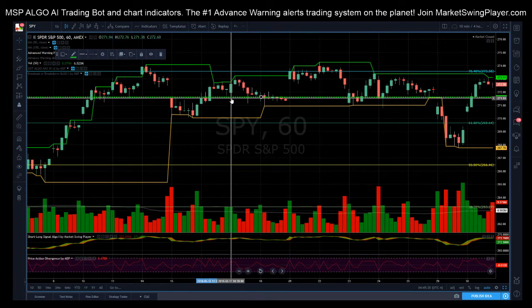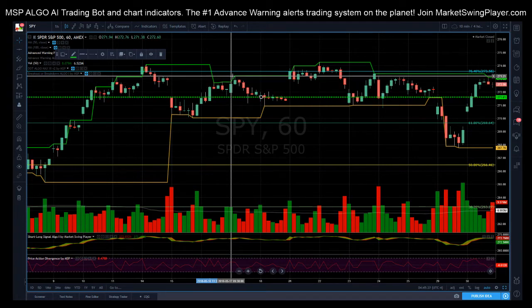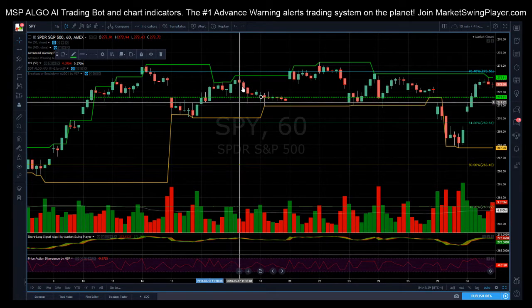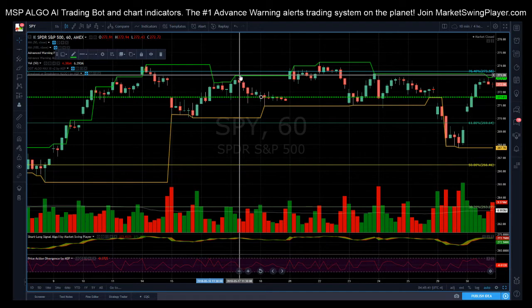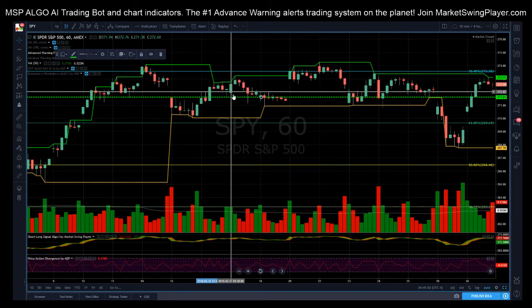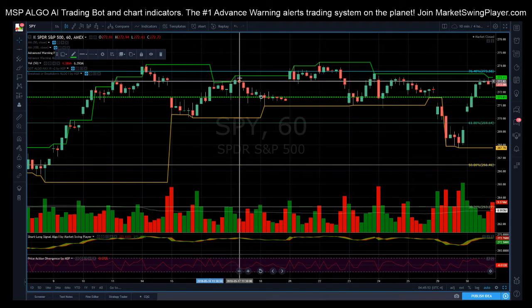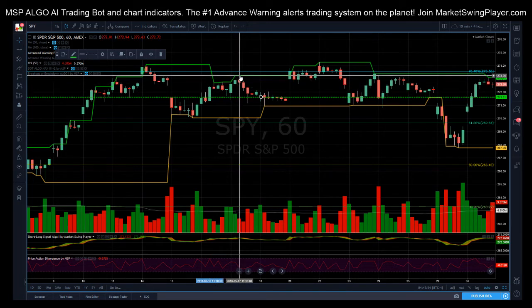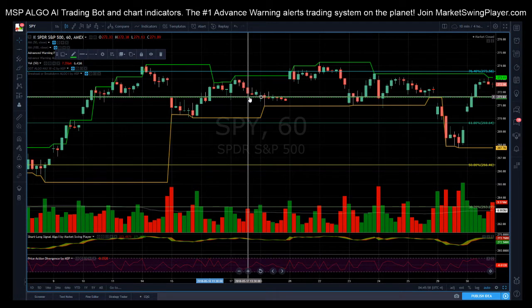So that is from 271.53 to 273.21 before this tag came. Now we're looking for rejection, and we can see this is getting rejected, so we want to short this back to support. This is the 273-ish area, and we know support is about 271.63. Now we want to see if it's going to have support.